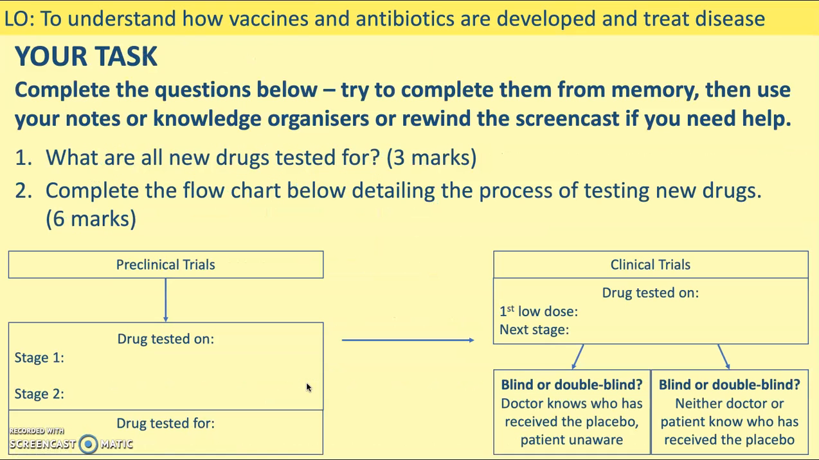Your final task for this screencast is to complete the questions below. Try and complete them from memory and then use your notes or rewind the screencast if you need help. The first question is, what are all new drugs tested for? There's 3 marks, so you need 3 different points. And then the last question, the 6 marks available, you need to complete the flow chart below. So where there are blanks, you need to fill in those blanks. And for this last bit here, you need to tell me whether this is a blind or double-blind trial. Pause the screencast, have a go at these, and I'll pop the answers on the screen.